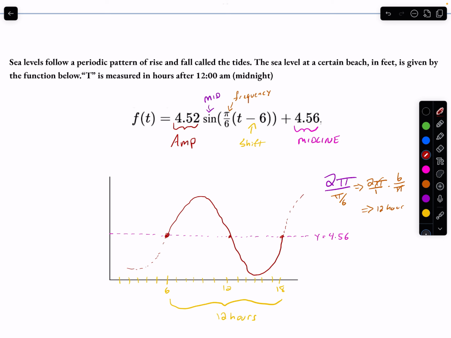So we have this sine curve that starts right here. I've got an amplitude of 4.52. You can see it sketched out like that, 4.52, just like that. And that's it. That'll give you a nice sketch of our sea levels using our trigonometric functions.